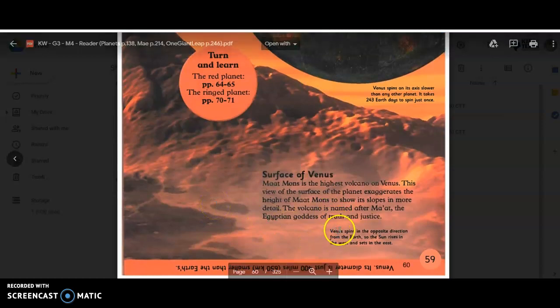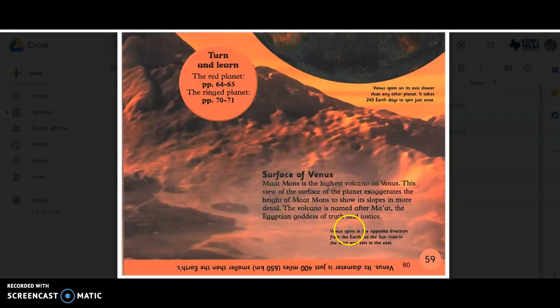And then the last caption says, Venus spins in the opposite direction from the Earth, so the sun rises in the west and sets in the east. So on Earth, the sun rises in the east and sets in the west, but on Venus, since it goes opposite, the sun rises in the west and sets in the east.